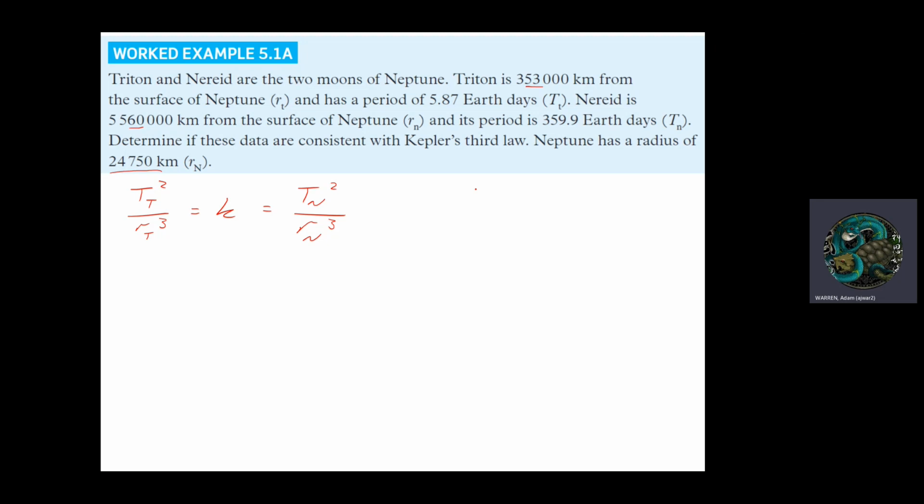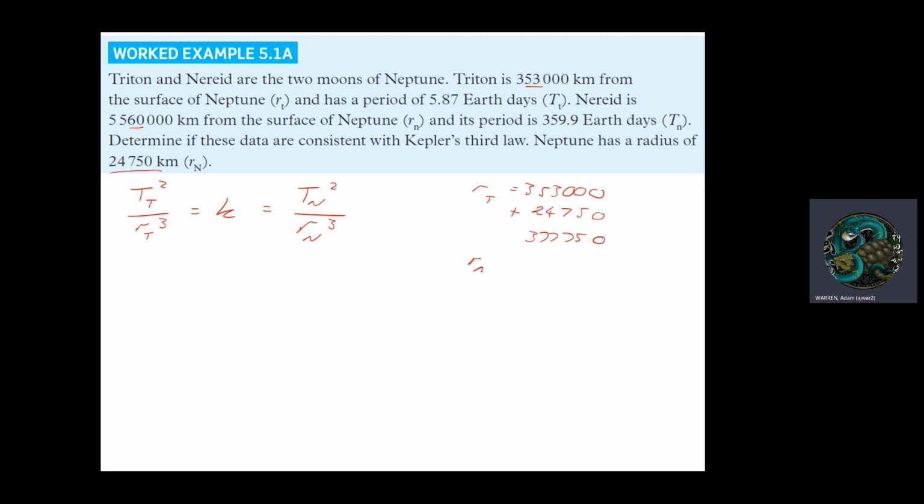So let's work out our two radiuses first. Radius of Triton is 353,000 plus 24,750, which will give us 377,750. A lot of sevens.